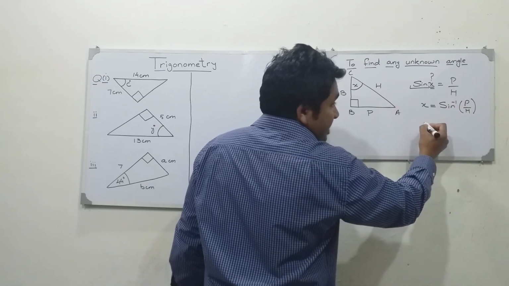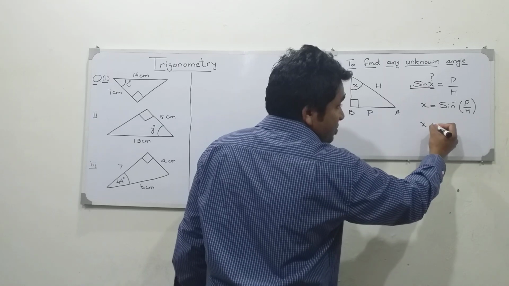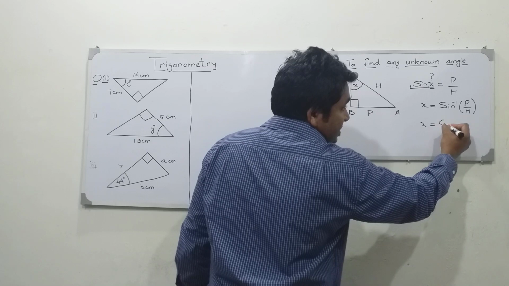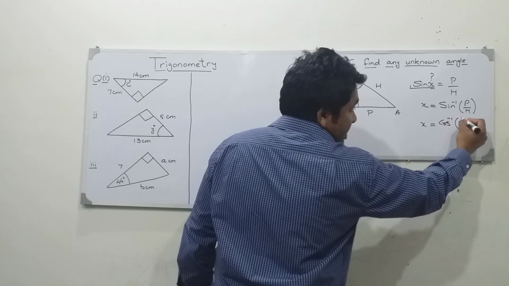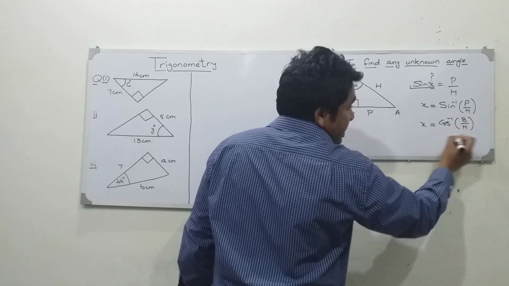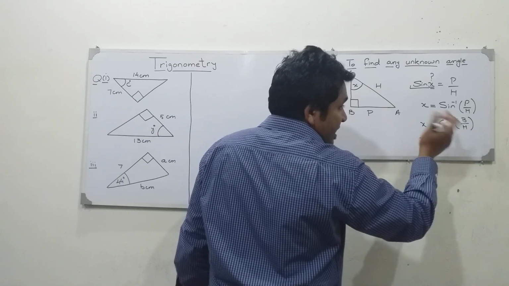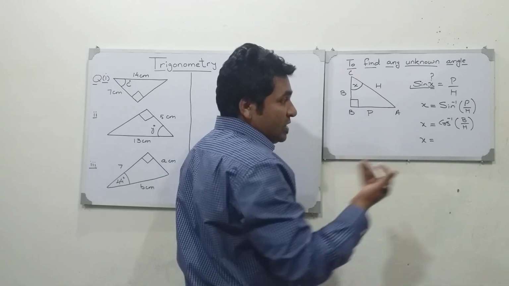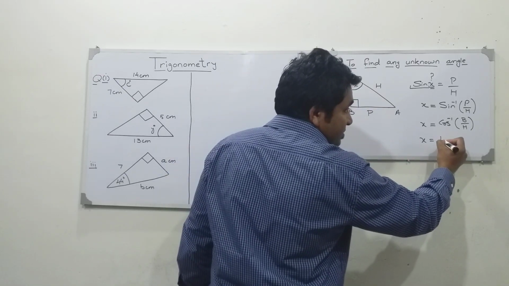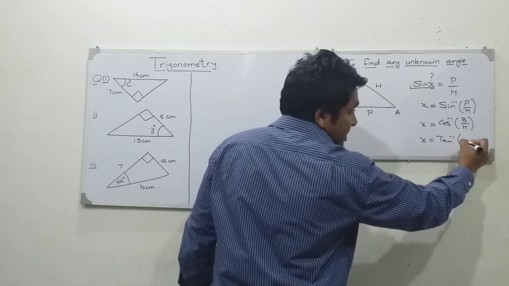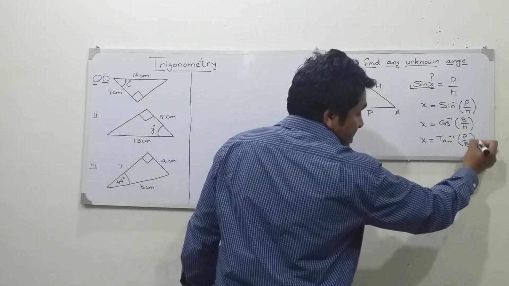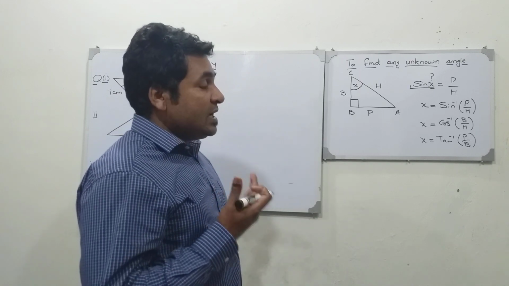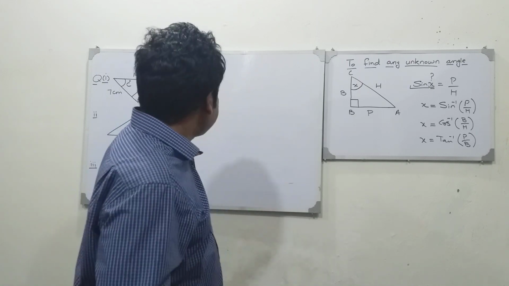Then similarly, if we are using the cosine ratio, we will write x is equal to cos inverse base over hypotenuse. And similarly, if the tan ratio is given, that is, if the ratio of perpendicular and base is given, then we write x is equal to tan inverse perpendicular over base. This we have to use when we are going to find any unknown angle.